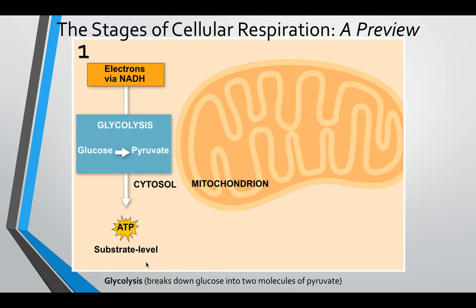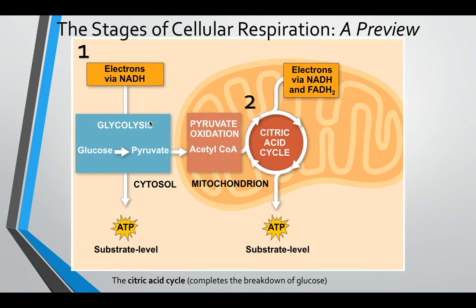The important locations are going to be the cytosol, which is a dense fluid in the cell, and of course your mitochondria. There are 3 stages of cellular respiration, your first being glycolysis. Glycolysis will occur in the cytosol. It generates ATP through substrate level phosphorylation, and we'll also get some electrons taken to electron transport by using nicotinamide in its reduced form, what we'll call NADH.